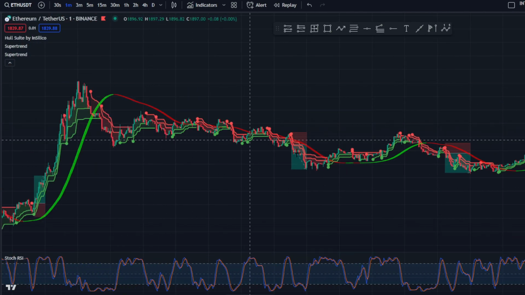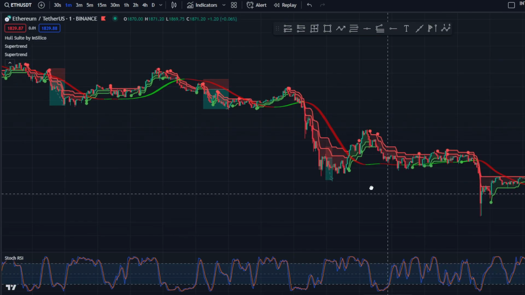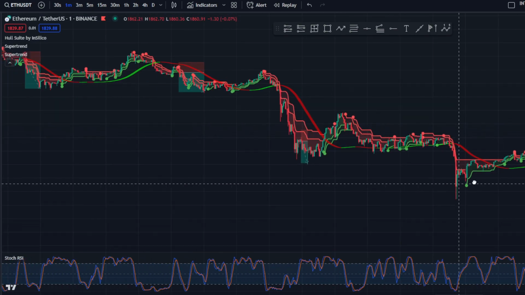You can clearly tell it's a big trend downwards. Here, same thing, big trend downwards, and you look for big trends, follow the big trends.